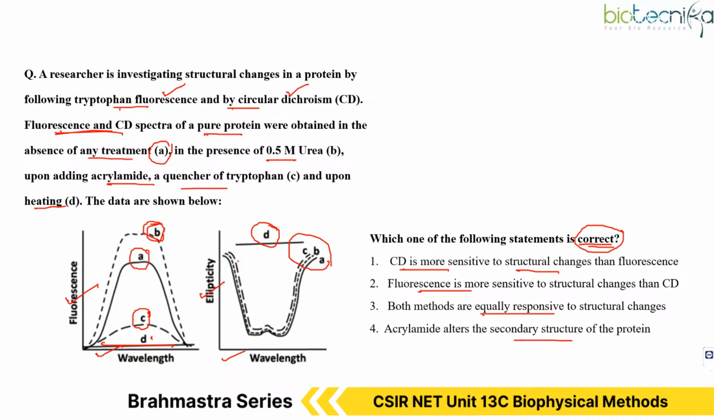So, Rinku, you are saying option 3. First of all, if you see both the spectra, definitely both are not equally responsive, because you can see here A, B, and C, in these three conditions, you are not seeing considerable change in the circular dichroism spectra, right?